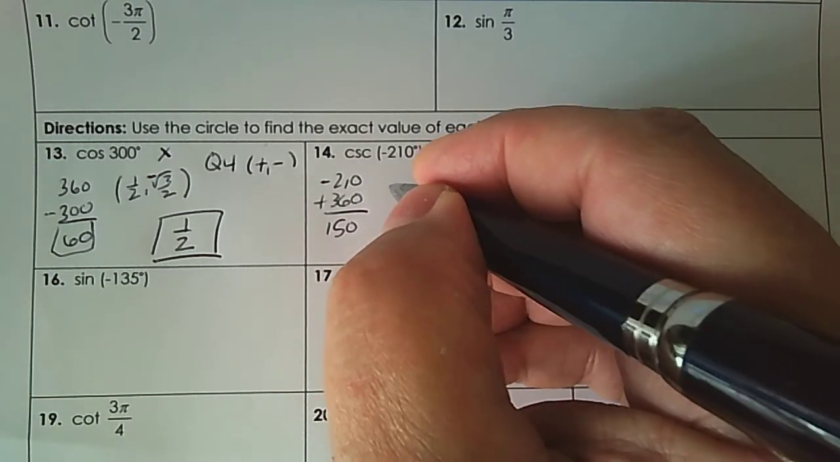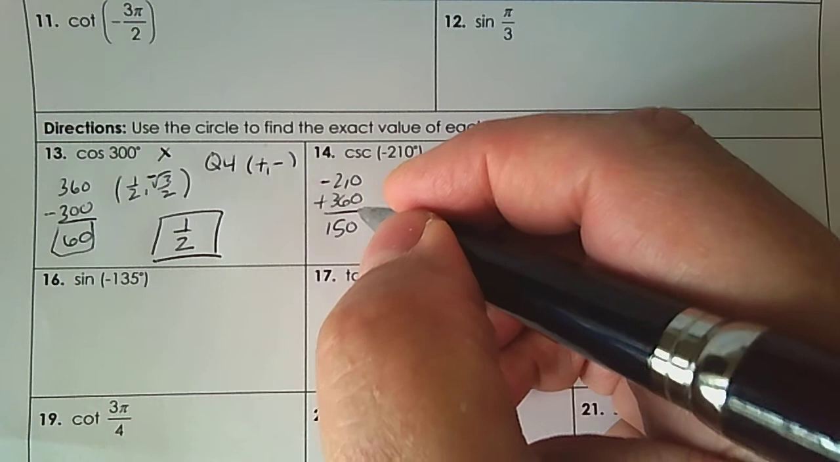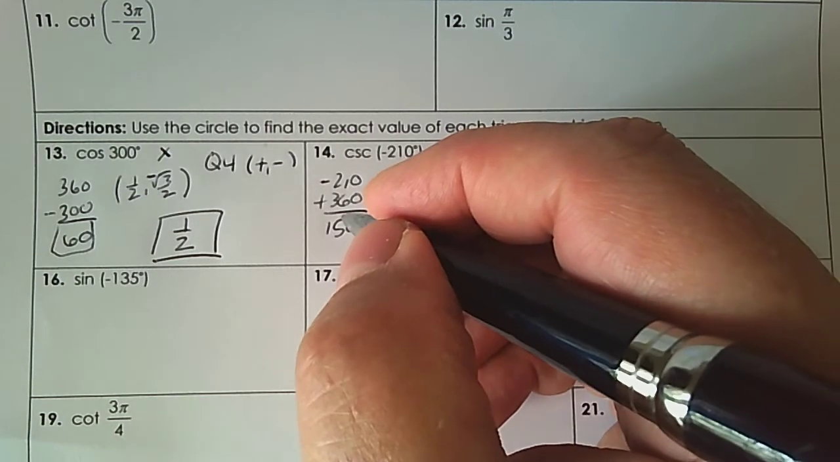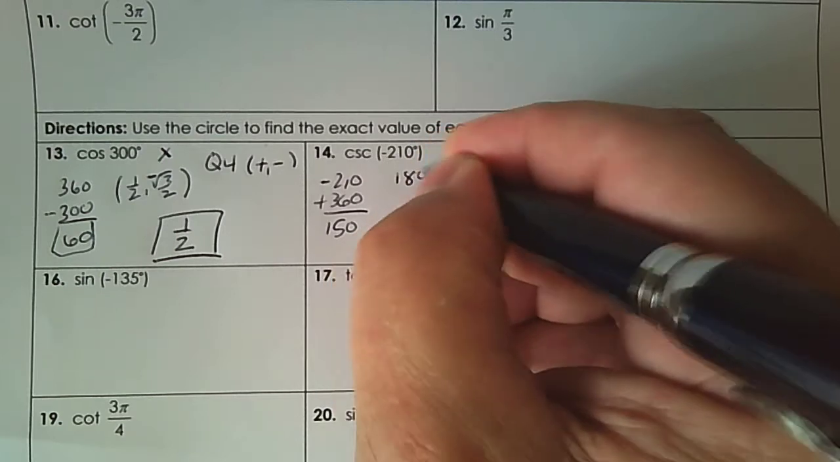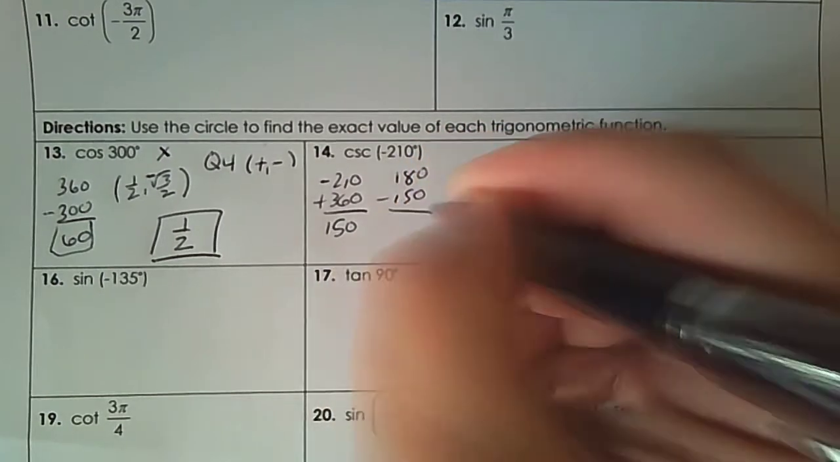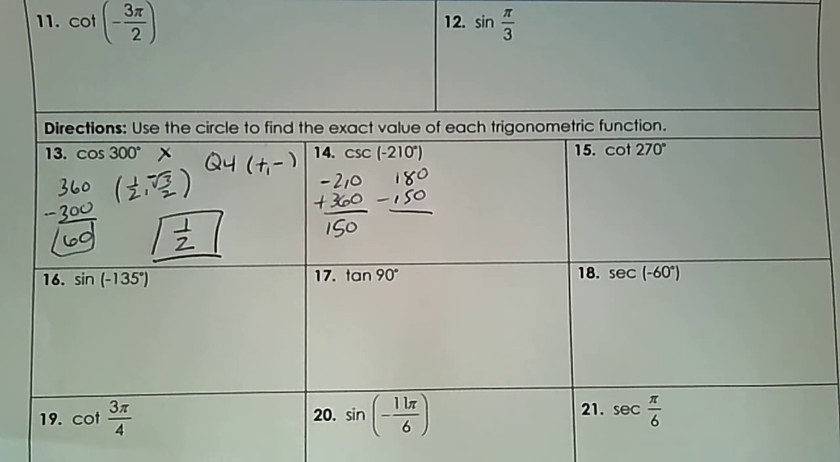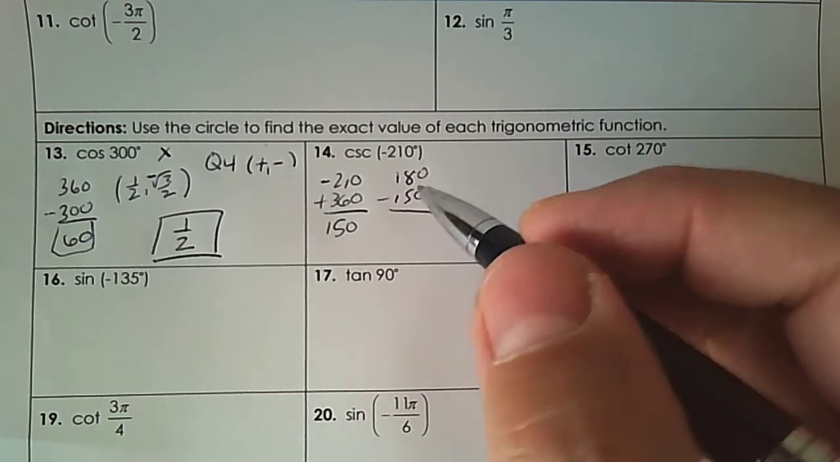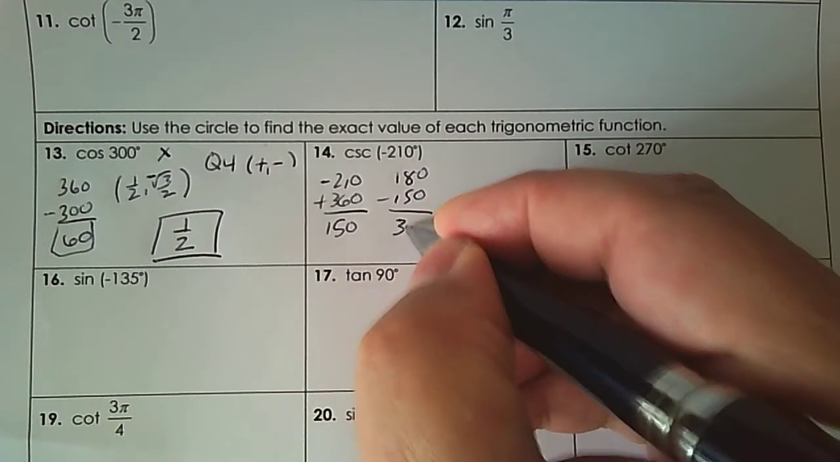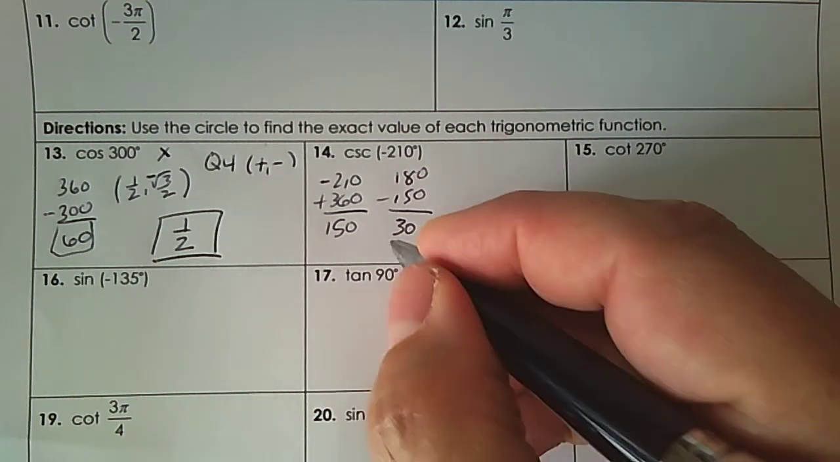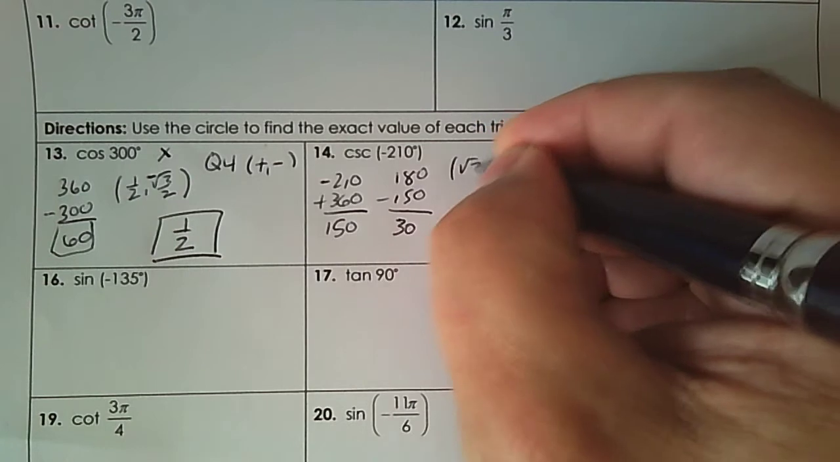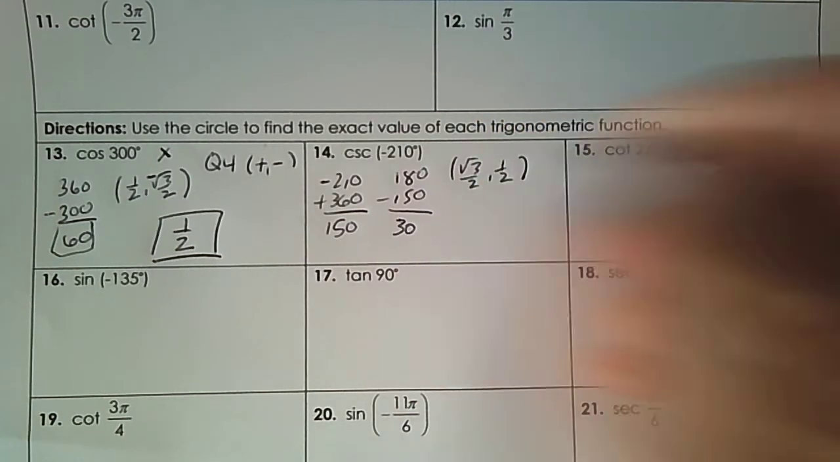I would take the reference angle of that. Reference angle is found by using either 360 or 180 and subtracting. So 180 take away 150. That's closer than 360, so that's why I'm using 180. That leaves me with a reference angle of 30. Now I have to have memorized the first quadrant. What's the point that goes with 30? That answer is root 3 over 2 and 1/2.